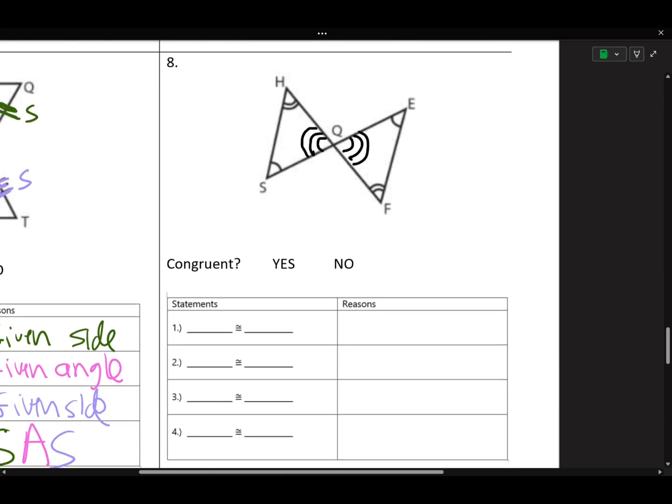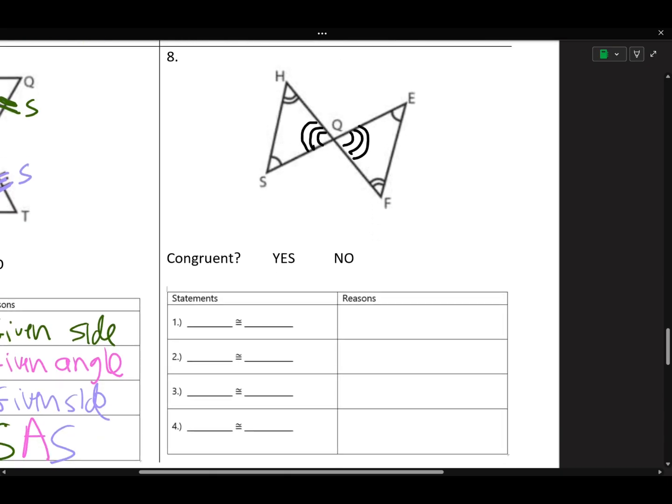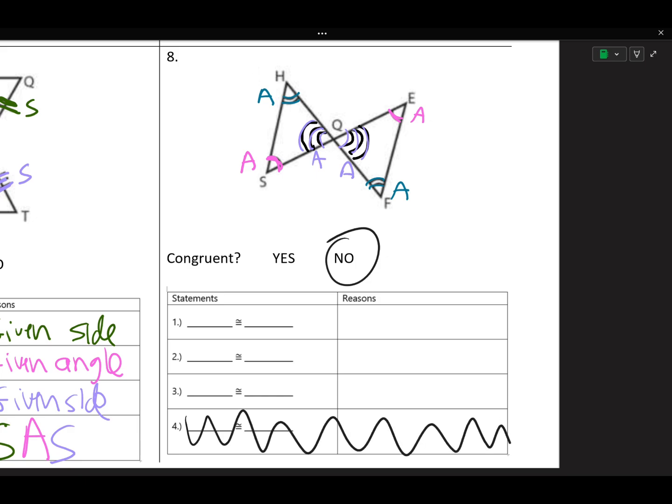Lastly, let's take a look at number 8. What does number 8 have? Well, number 8 has a single angle, a double angle, and a triple angle? AAA is not a congruency. Unfortunately, we can only have an SSS congruency. All sides, that works. All angles, not a congruency. So we can't fill out statement 4.